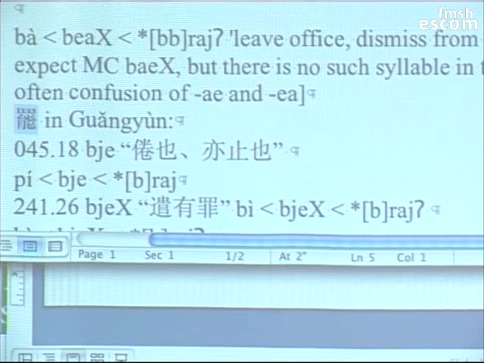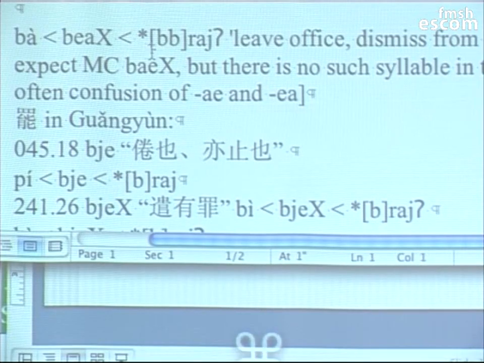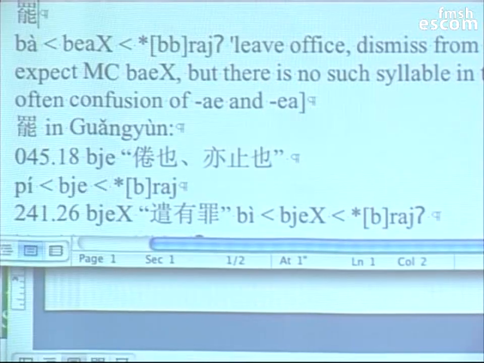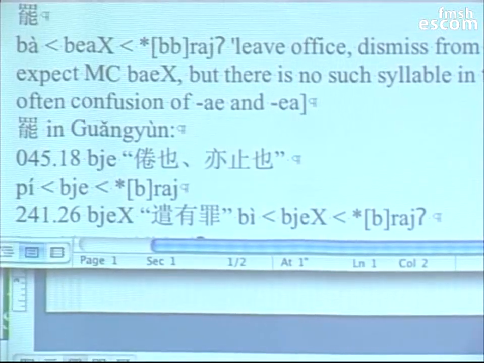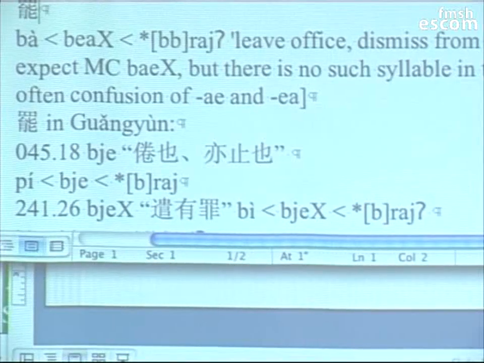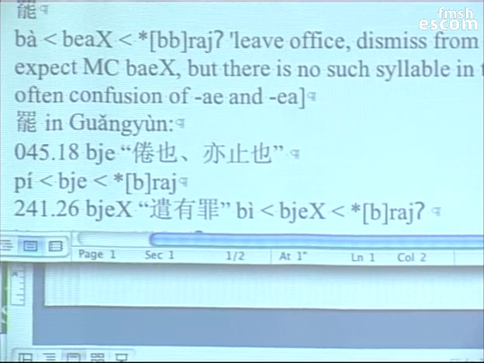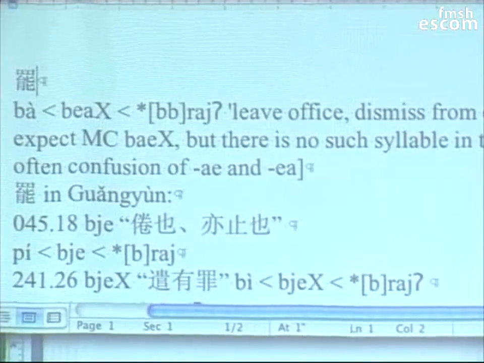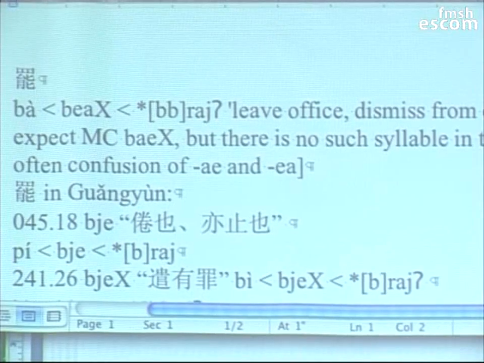So, I didn't write the word. This is the word that I'm interested in, and for some reason I'll put it up here at the top. This is usually read ba nowadays, to be dismissed from office or to leave office. And it's reconstructed this way. Oh, someone remind me at the end of this to talk about my and my, because that's also relevant.